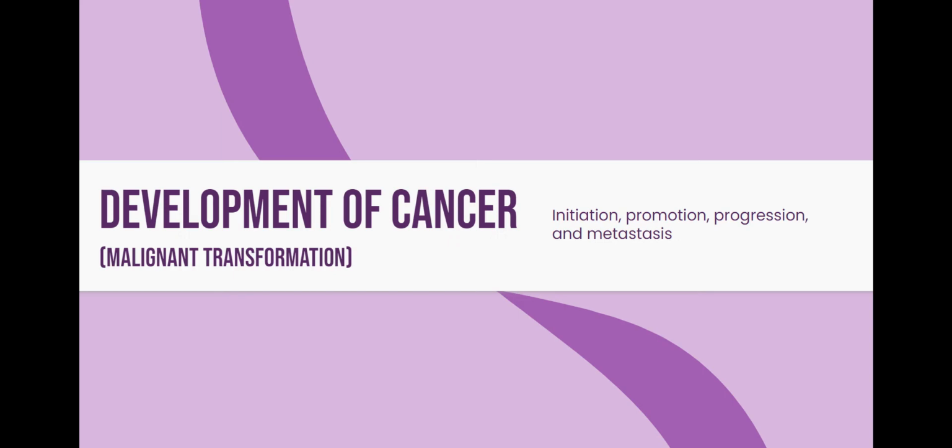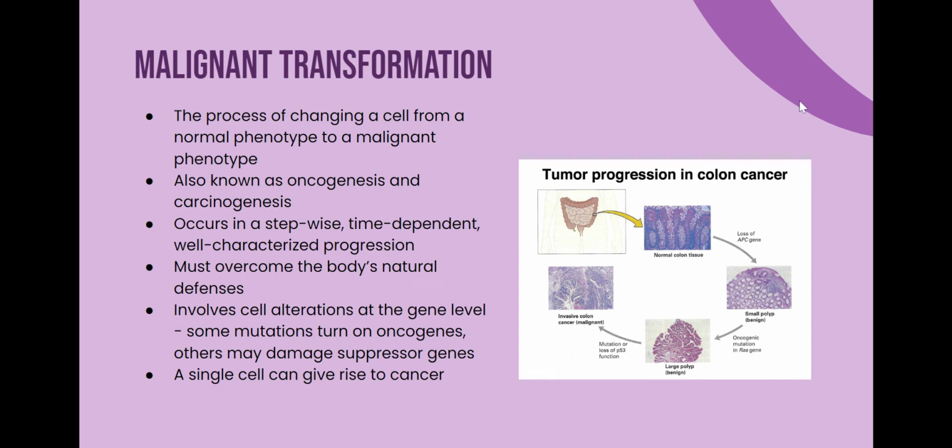Okay, we are continuing our discussion of genomics and cancer, and we're going to talk about how cancer develops. This is also known as the process of malignant transformation, oncogenesis, or carcinogenesis. There are four components to it: initiation, promotion, progression, and metastasis. This is a stepwise process that happens predictably in every different type of cancer.